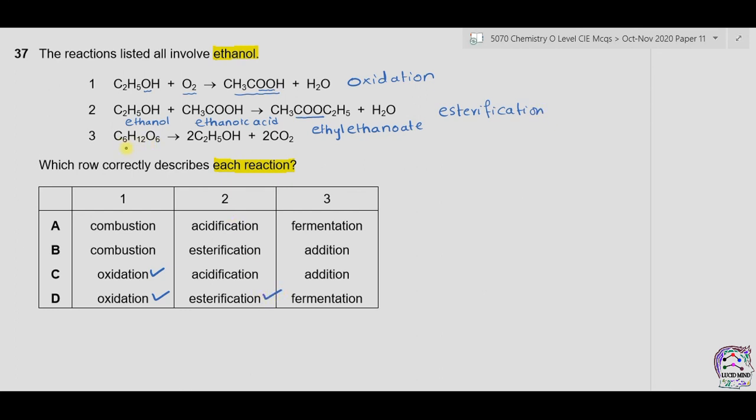In the third reaction we have glucose, which converts into ethanol along with the production of carbon dioxide. So this is a fermentation reaction. The answer is therefore D.